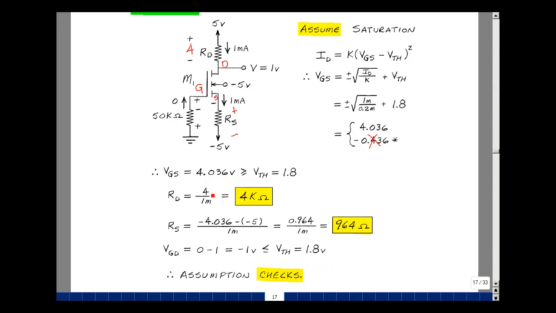Our gate to source is greater than threshold, our gate to drain is less than threshold, we're in saturation. And this is the biasing of an N-channel MOSFET and a supplemental problem 410.